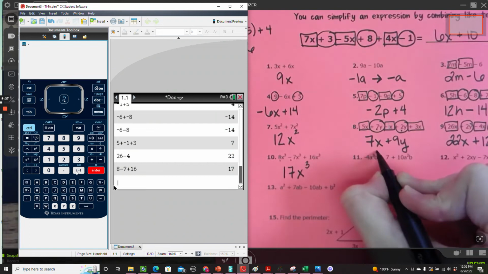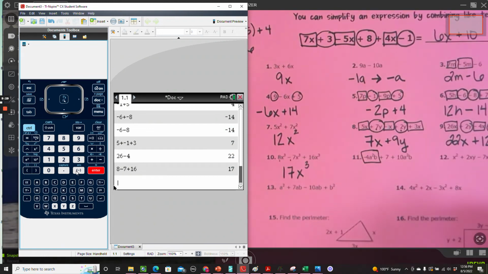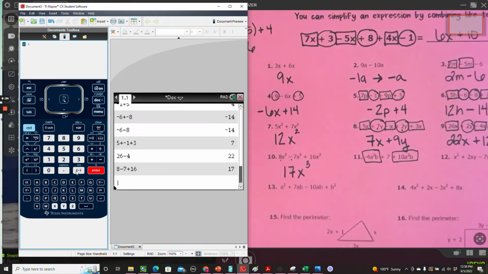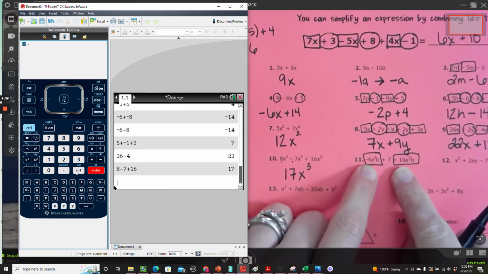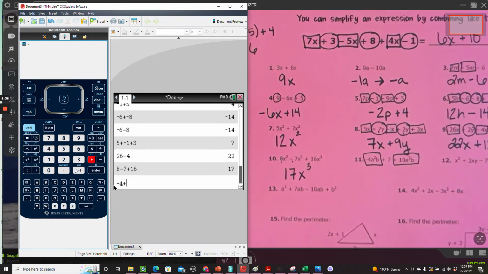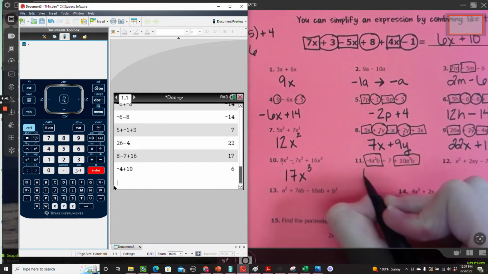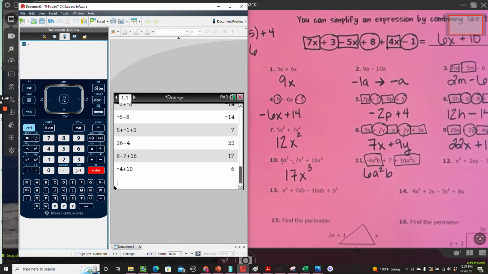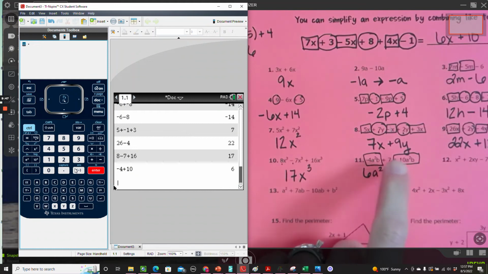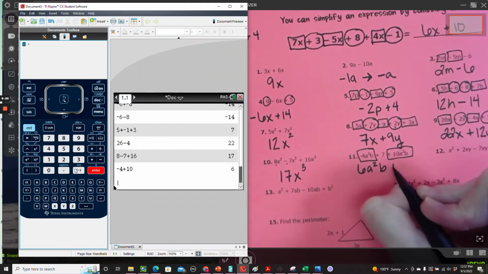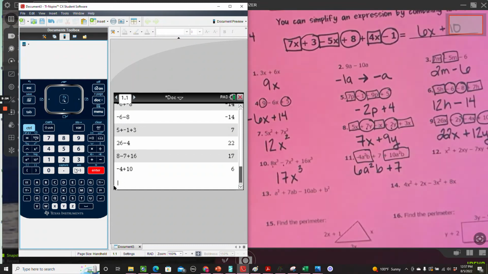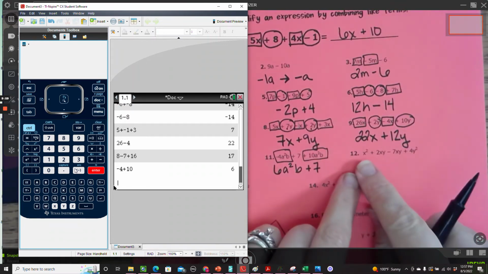So my like terms here, negative 4 a squared b and positive 10 a squared b. So I'm going to add negative 4 plus 10. I get a 6, and then that whole chunk of letters I just tack onto the end. Now I still have one more term, that plus 7, so don't forget about the little guys that just kind of hang out by themselves that may not combine with anybody.